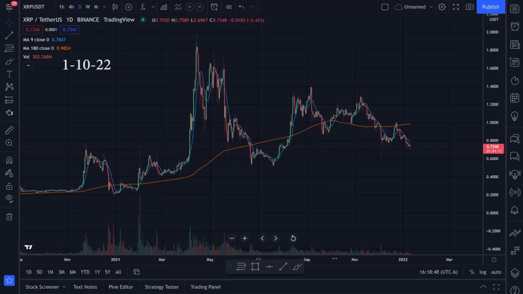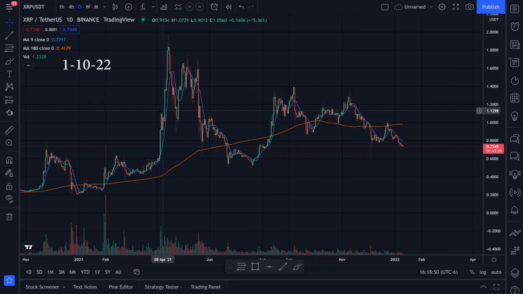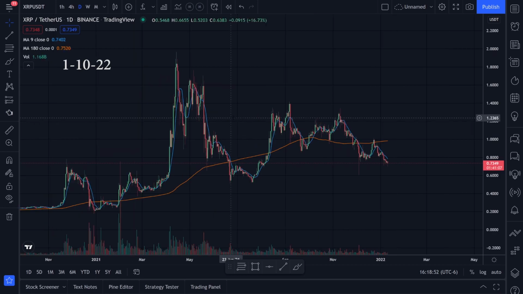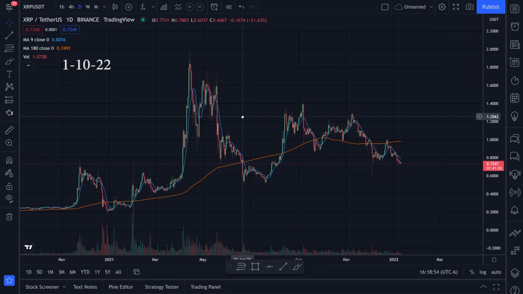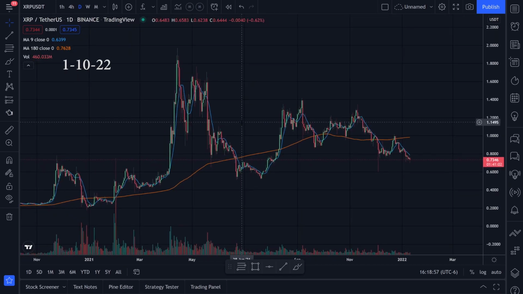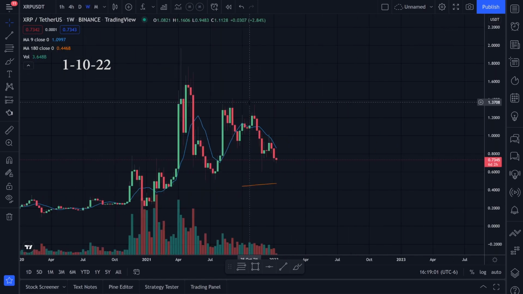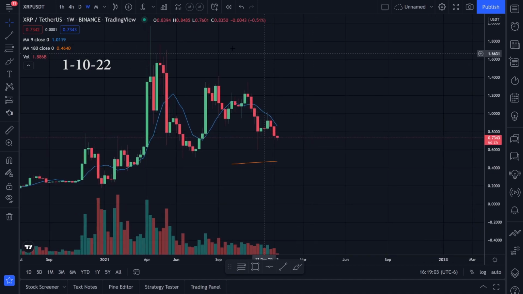Let's take a look at the chart action for XRP. Alright, so here's what we're looking at. I got a request on Discord for this, so let's check it out. Basically looking at it from scratch. And I'm going to head over to the weekly time frame. I was looking at the daily time frame, but let's check out the weekly time frame.